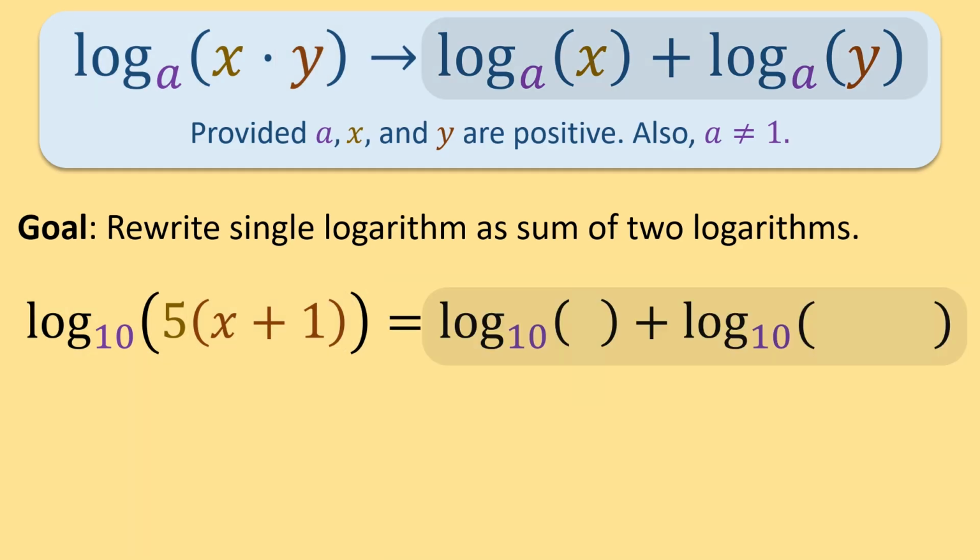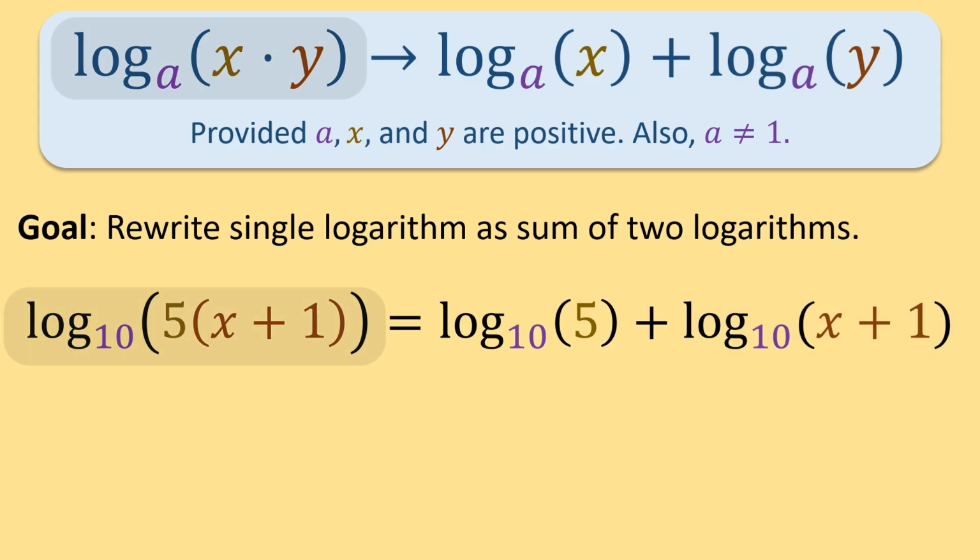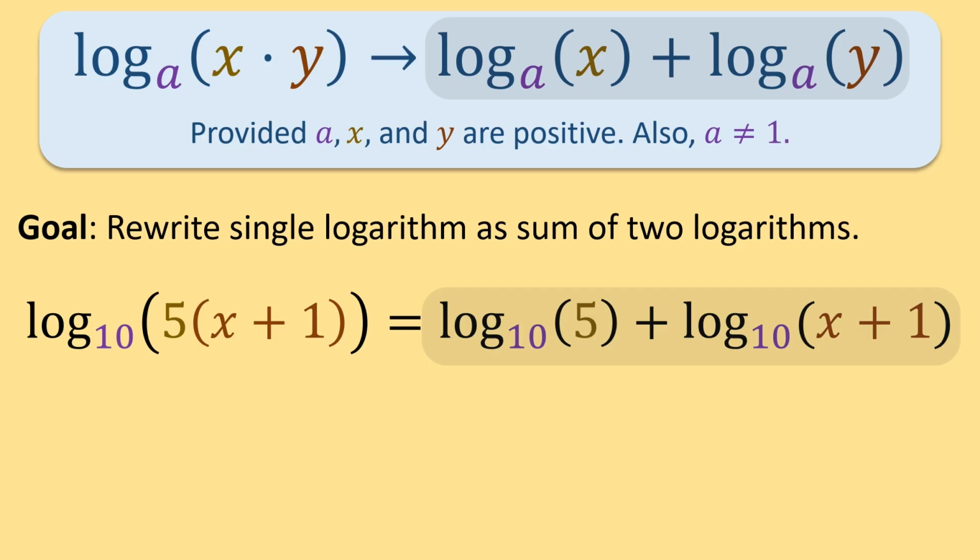The first is log base 10 of 5, so log base 10 of our first term, adding the second logarithm, which is log base 10 of x plus 1, so log base 10 of our second term. Here we've rewritten our single logarithm as the sum of two logarithms. Essentially, we've gone from the left side to the right side of our rule.